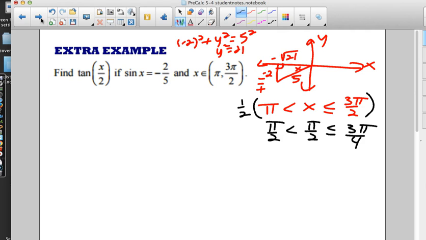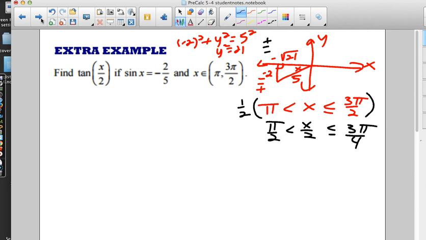Oh, thank you. Made another pi there. There we go. So which quadrant? Quadrant 2, and we're supposed to find tangent. Tangent is negative in quadrant 2, so our answer is going to need to be negative.